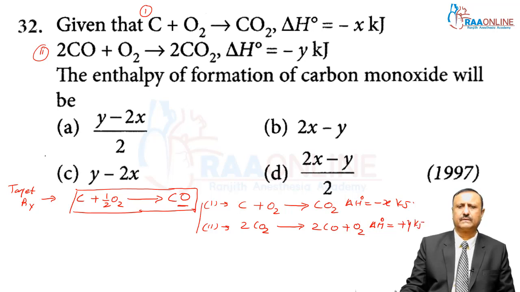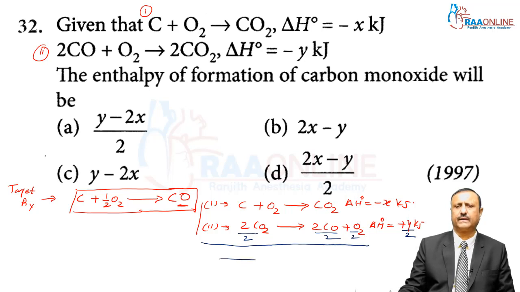Here one CO is present in the target, but here 2CO is present. That is why you can divide it by 2. When you divide by 2, 2 and 2, you get 1 CO. So this whole reaction is divided by 2. So, my dear students, perhaps we can get the target reaction.